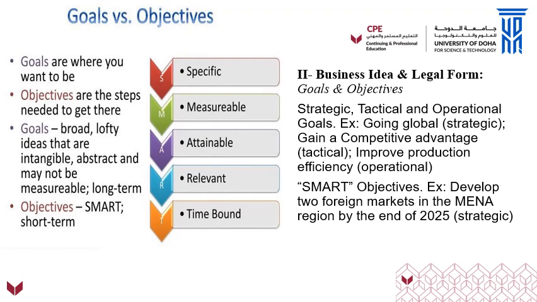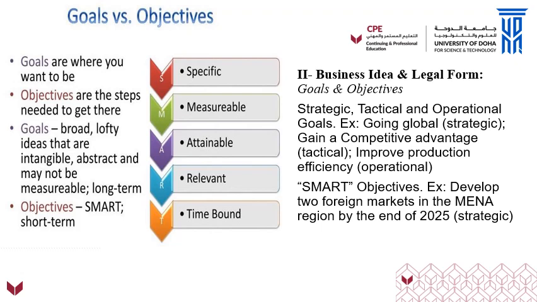So in that case, if I take going global and transform that into a strategic objective, then we can say: develop 2 foreign markets in the MENA region by the end of 2025. And this is how this is more a strategic objective. Does it satisfy the S?